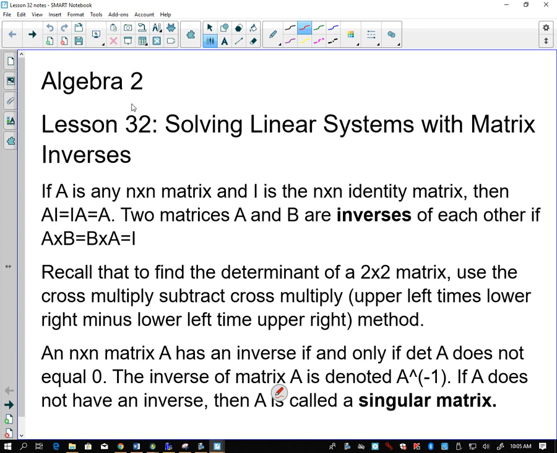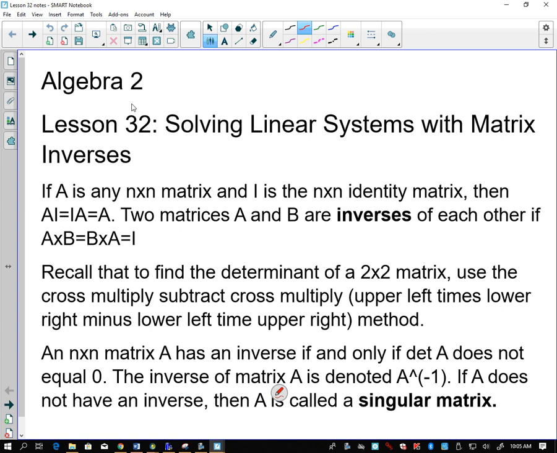Two matrices A and B are inverses of each other if A times B equals B times A, and in the end equals the identity matrix. So if I multiply these two things and I get that identity matrix, which in a 2 by 2 would be 1, 0, 0, 1, right? If that's what I got when I multiply these two matrices, then these two matrices are inverses of each other.